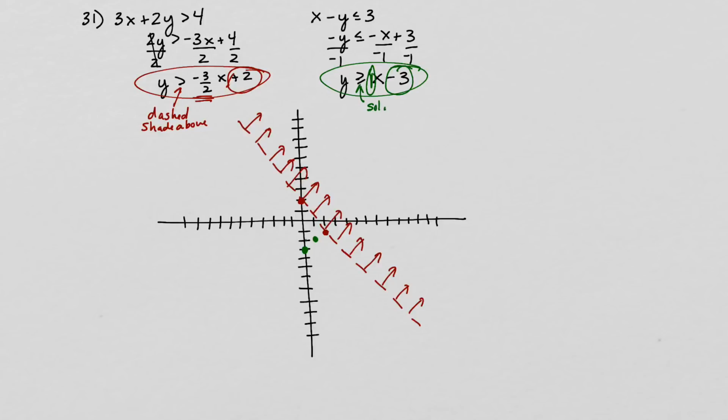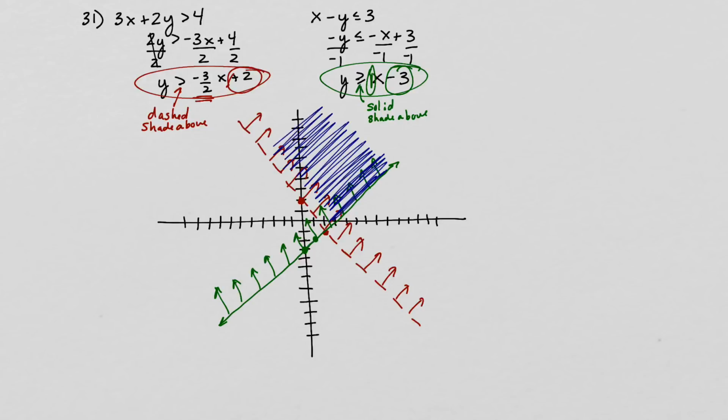This part here is saying a solid line and shade above. So I'm going to connect these with a solid line. And then to shade above, you're talking about going this way. And so we're talking about trying to find where they overlap. So those arrows overlap here, which means that this area in here is in fact my solution.